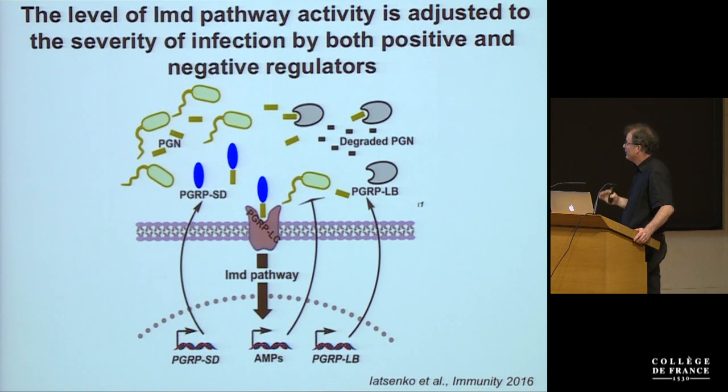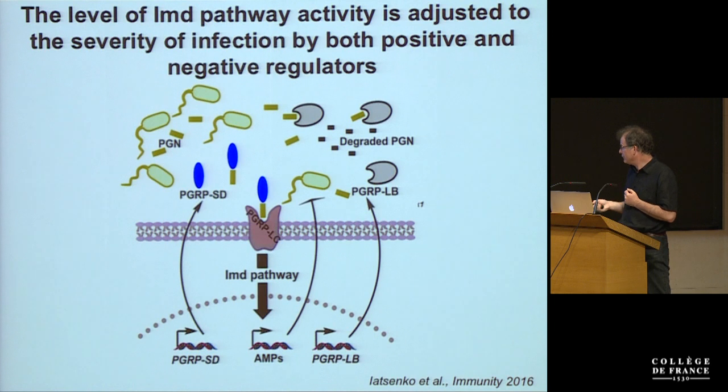More recently, we have gone a bit further. We have identified another PGRP called PGRP-SD, which is also regulated by the IMD pathway, but this is not a catalytic PGRP. And this PGRP can bind to peptidoglycan and will bring peptidoglycan in close proximity to PGRP-LC. And what you see is that the IMD pathway is regulated by positive and negative regulators.